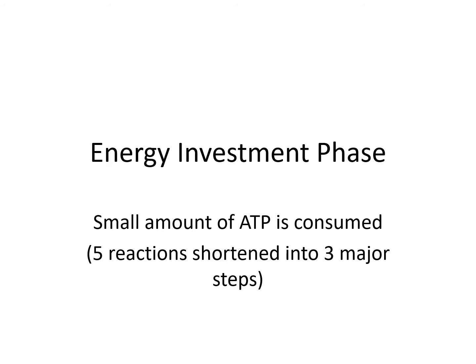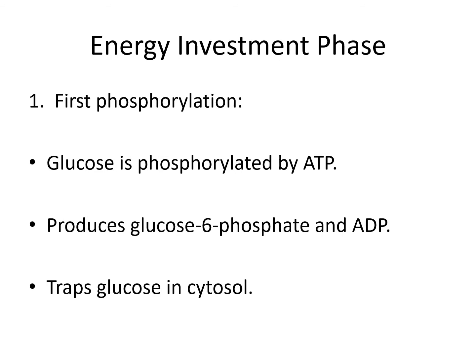This energy investment phase is composed of 5 reactions, which your textbook shortens into 3 major steps. The first step is called first phosphorylation, because in the first step, glucose is phosphorylated by ATP. So here's one of the ATPs that are being invested into the system. We now have a negative 1 ATP. This produces a molecule called glucose 6-phosphate. You can see the phosphate's been added to glucose. The 6 refers to the carbon atom that the phosphate's added to. And of course, when the phosphate's removed from ATP, it produces ADP.